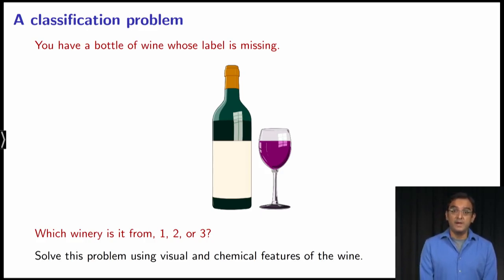We have a bottle of wine, and we like it, but its label is missing, and so we want to figure out which winery it is from: 1, 2, or 3. We're going to take the machine learning approach and we'll measure some visual and chemical features of the bottle of wine and use this to predict the label, 1, 2, or 3.